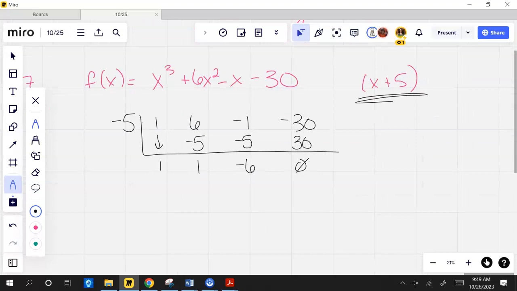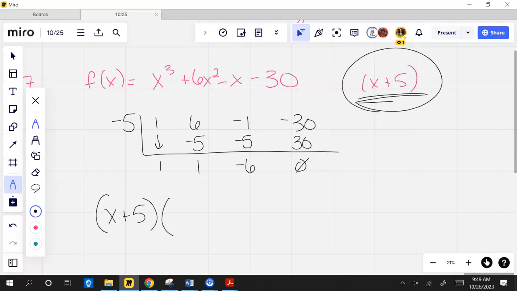All right, so what does this tell me? Remember how we did the 6 divided by 2 equals 3, so 2 times 3 equals 6? I'm going to set this up as a multiplication problem. What this tells me is that x plus 5 times, what is this?